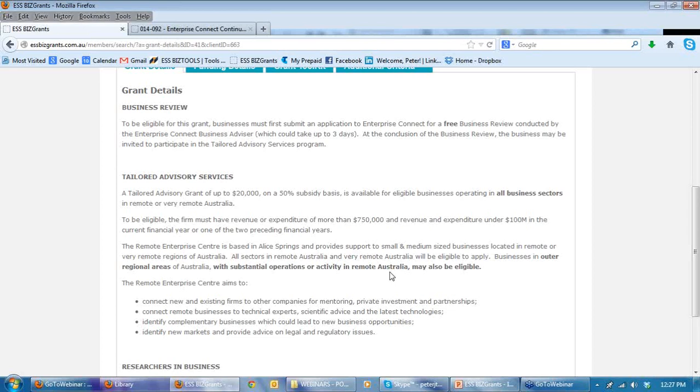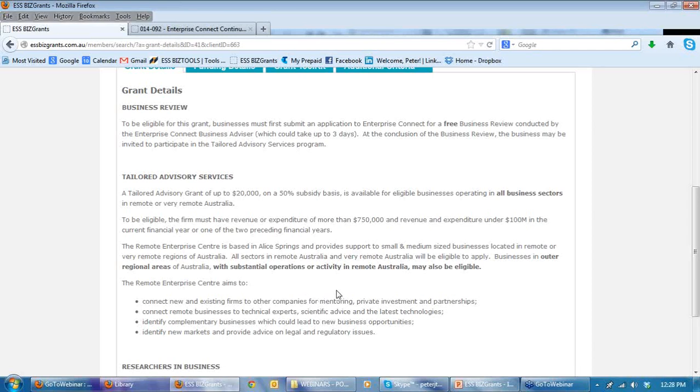may be eligible. Now the great benefit of the remote location category is that the turnover for that enterprise only needs to be a minimum of $750,000, and they can be operating in any type of industry, and they only need an ABN. They don't need to be a company, which is what you normally have to be eligible for Enterprise Connect grants.